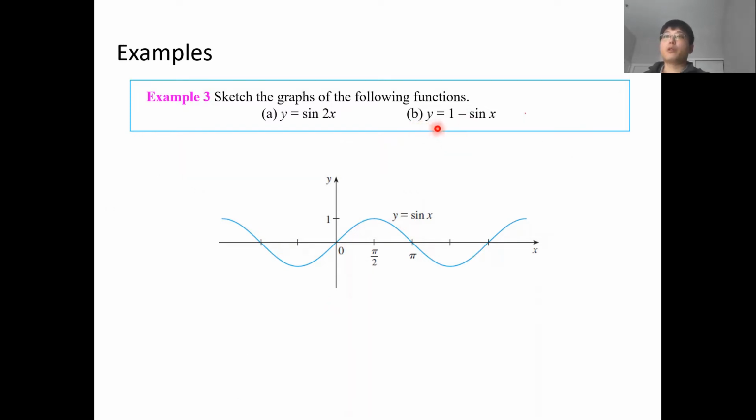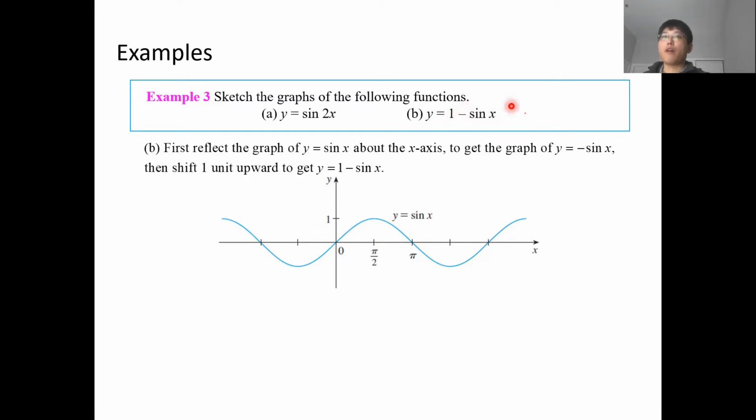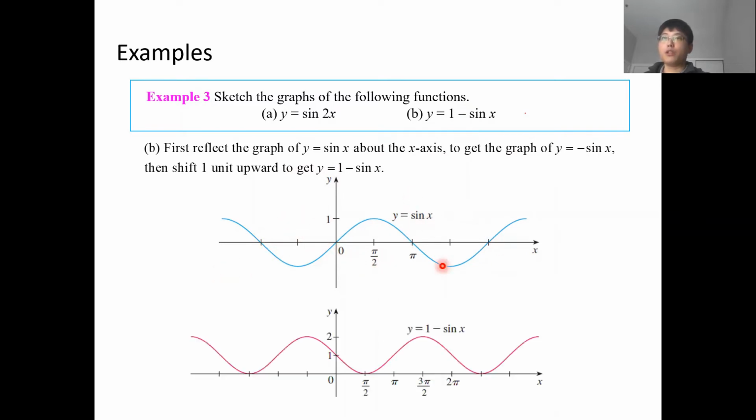Now for part B, in order to obtain the graph for y equals 1 minus sine of x, we should first reflect the graph of y equals sine of x about the x-axis. This way we will get the graph of y equals negative sine of x. Then we shift it 1 unit upward to get y equals 1 minus sine of x. So if you do the reflection, then the graph looks like this. Then you shift it upward by 1 unit. At the end of the day, you will obtain this graph. So this will be the graph for y equals 1 minus sine of x.